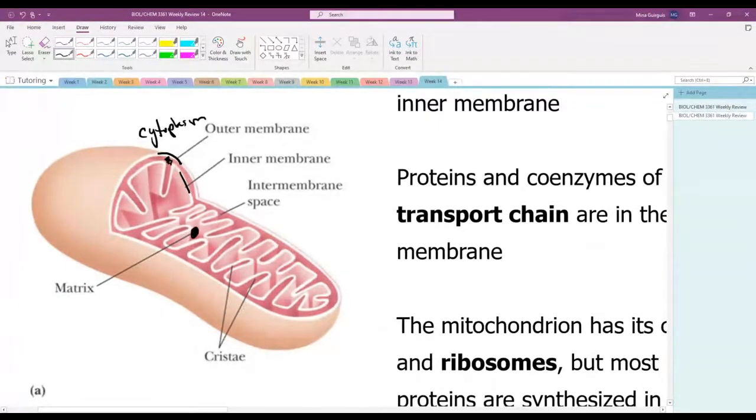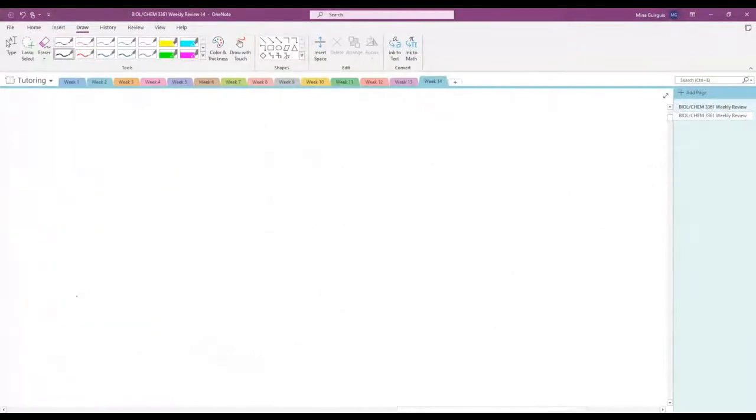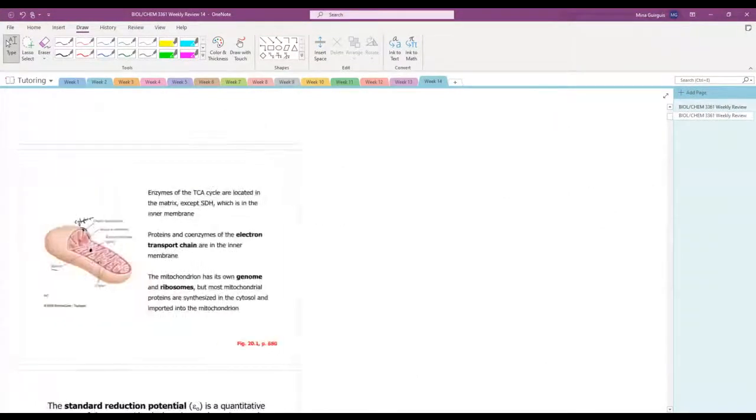Cristae are the folds that make up the inner mitochondrial membrane. You'll learn more about those in biochemistry if you take it. They're not super important, but for now, just keep these terms in mind: outer membrane, inner membrane, intermembrane space, and matrix. I like to remember it sequentially, if that makes sense.